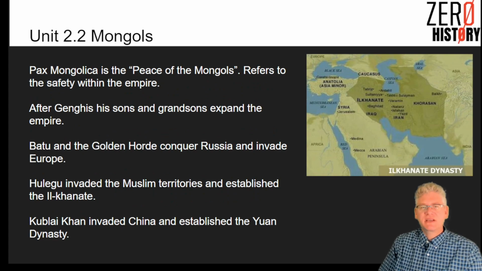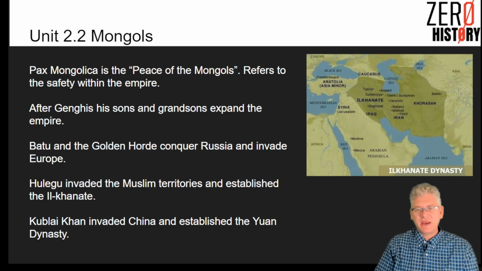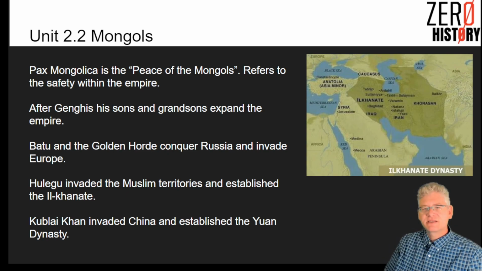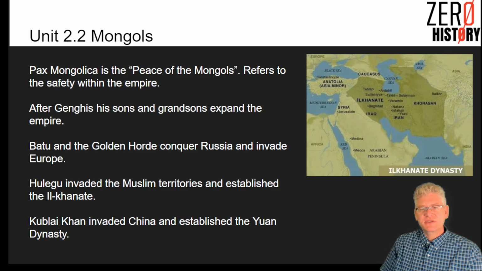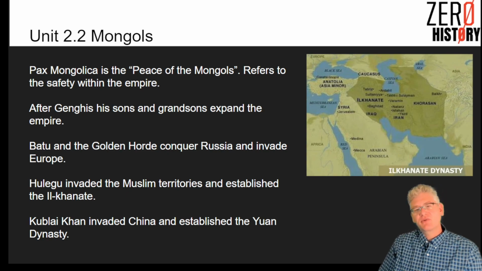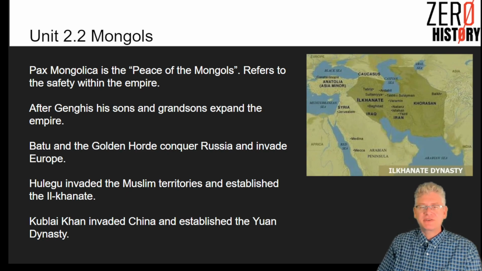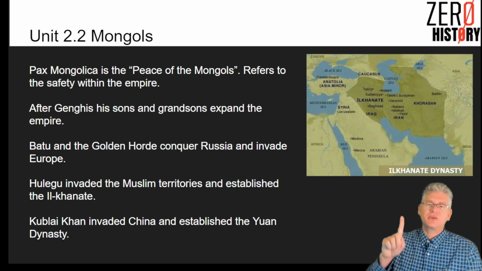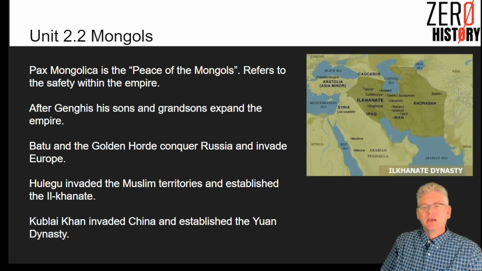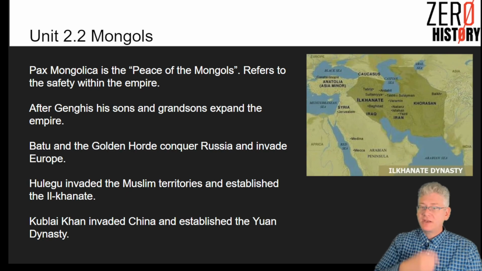All right, let's take a look here after some of these conquests. After Genghis Khan, we're going to see it expand even further. The Pax Mongolica is the peace of the Mongols. It refers to the safety within the empire that everybody had. After Genghis, his grandsons will also help to expand his empire. For example, Batu and the Golden Horde will conquer Russia and invade Europe. Hulegu invaded the Muslim territories and established the Ilkhanate. You can see that right here above me. Modern day Iraq and Iran, basically. Kublai Khan invaded China and established the Yuan dynasty.